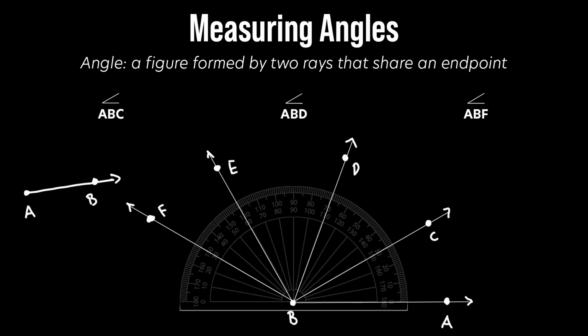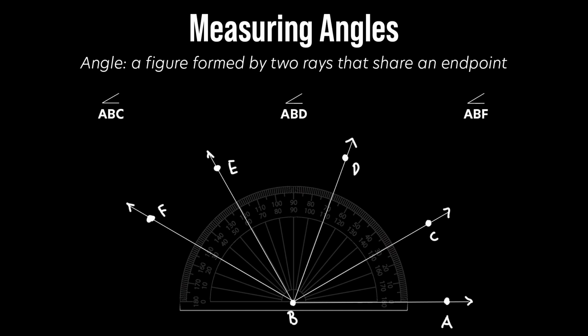An angle is made up of two rays. So whereas we have one ray here, we can make another ray with the same starting point, but it passes through another point. Let's call it C. This is an angle. As you can see, there are two rays that share the same starting point. This starting point is called a vertex.